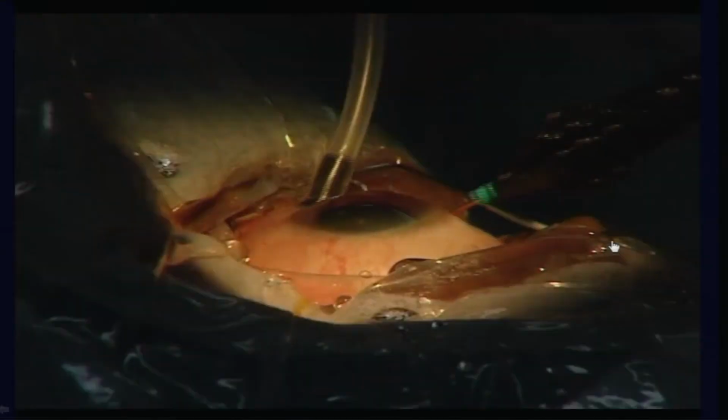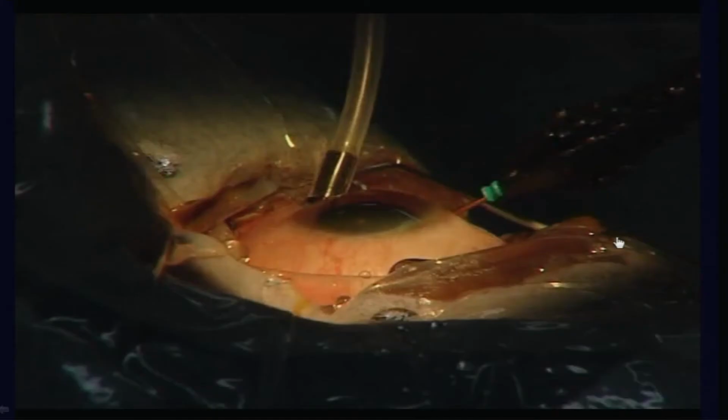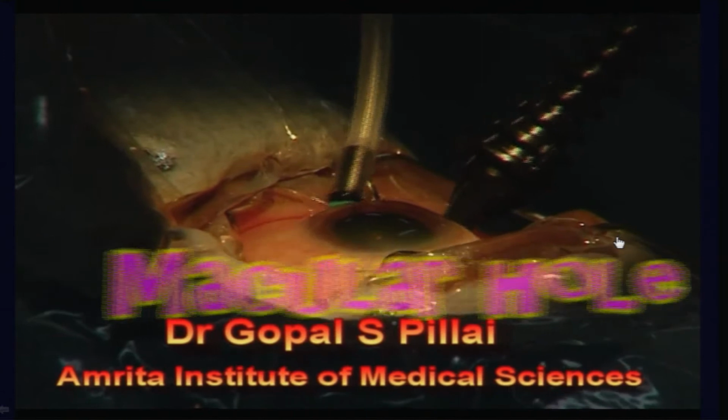So the surgical steps would be core vitrectomy. I usually use triamcinolone assisted PVD induction and ILM removal, a fluid air exchange, and we completely remove the fluid from the surface, and an air C3F8 or an SF6 exchange is also done. So this is a small surgery where we are showing a macular hole.